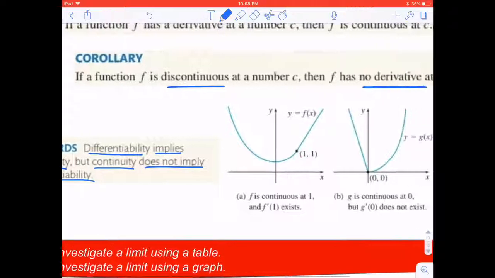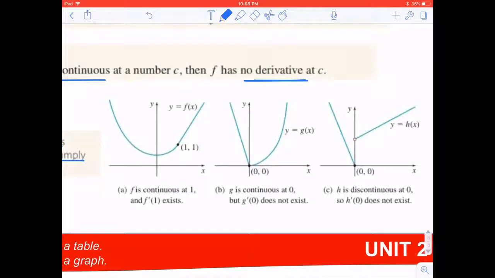So what does that mean? Let's see if these graphs here can help us understand it. If I look at this function, automatically I see that it is continuous.